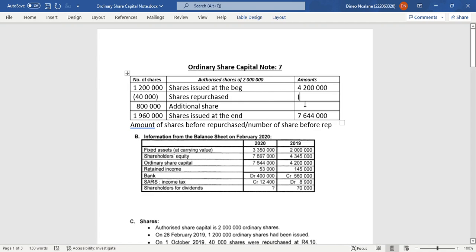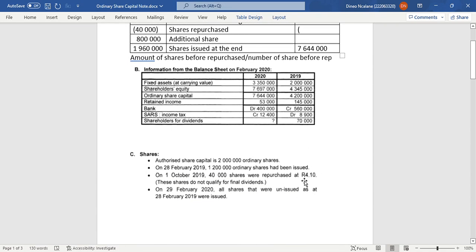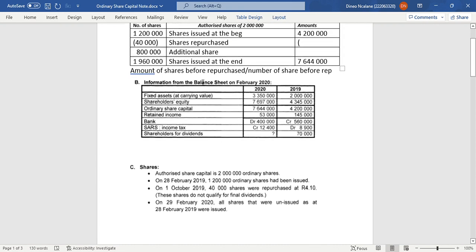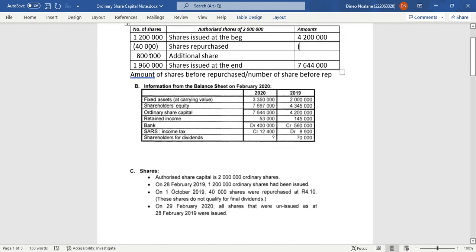So the first amount that we are going to get is the amount of the repurchased shares. One might use this amount, which is 410 cents, and multiply it with the 40,000 shares that were repurchased. But we are not going to use this amount. Why? Because these amounts include the average price and the above average price. In the ordinary share, we only include the average price of the shares that were repurchased. So how are we going to get the average price? Here is the formula.